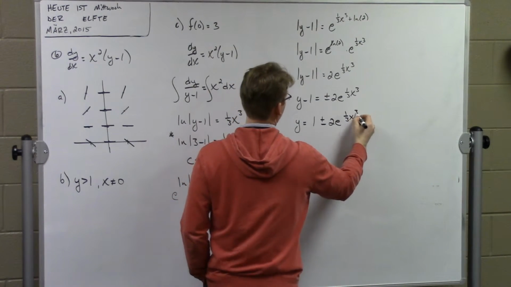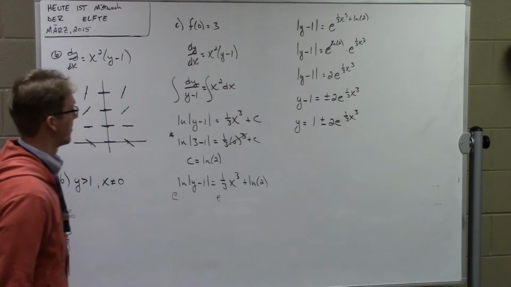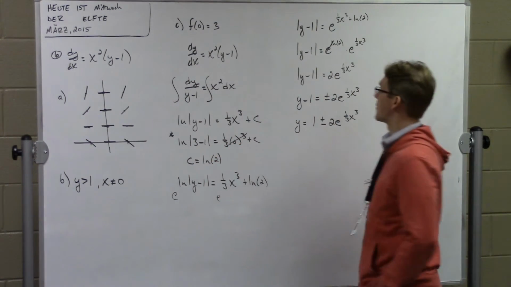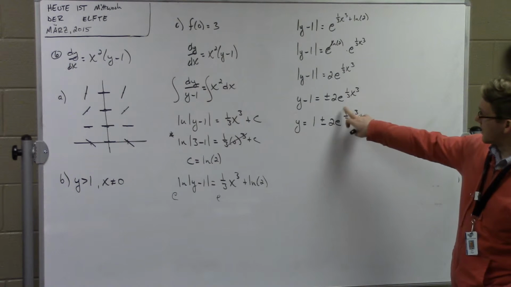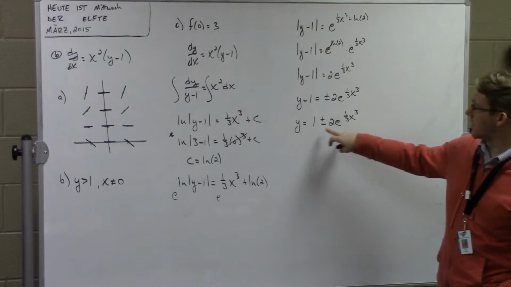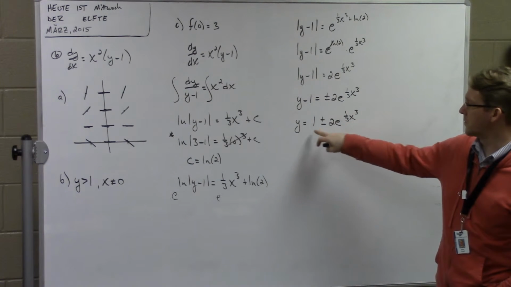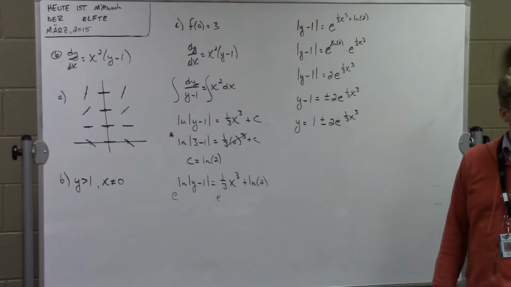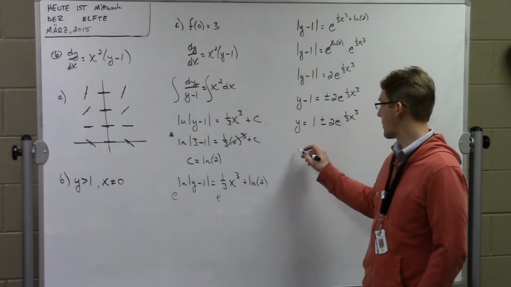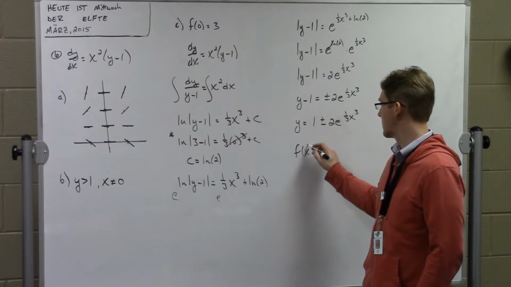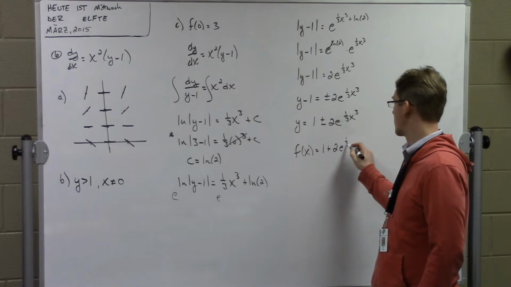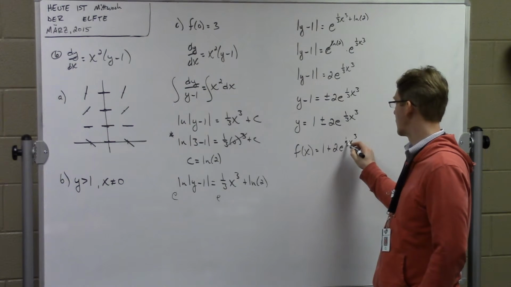And then the last question is whether my answer should be positive or negative. If I stick in 0, I'm supposed to get out 3. If I stick in 0, e to the 0 is 1. So is it 1 plus 2, 3, or is it 1 minus 2, 3? 1 plus 2, so my final answer is 1 plus 2e to the 1/3 x cubed.